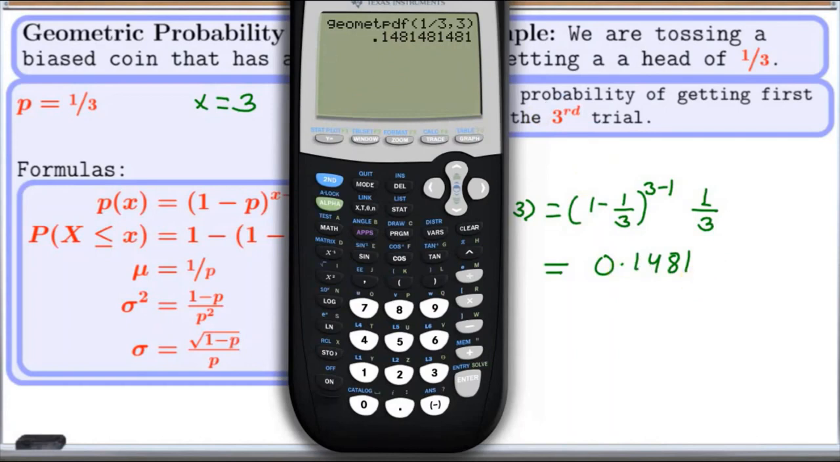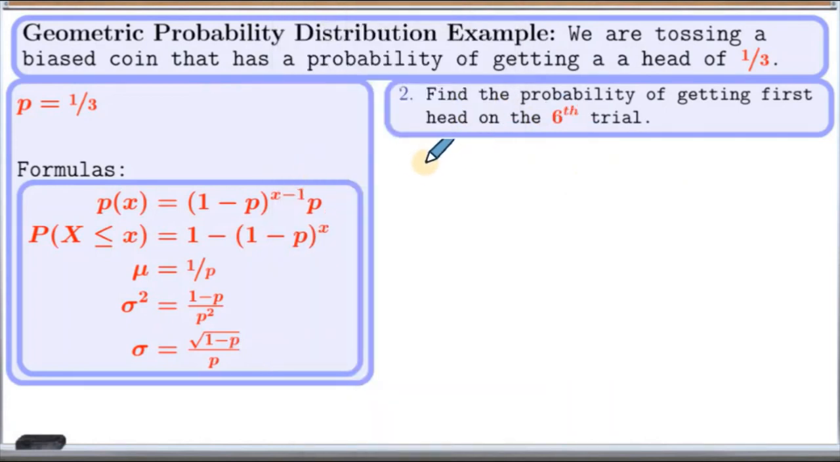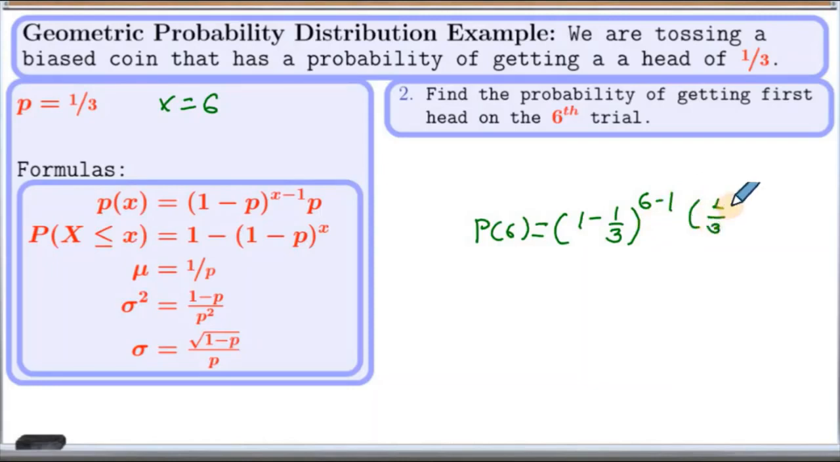Now let's look at another problem. Here we need to find the probability of getting first head on the 6th trial. So our P is still the same, 1 over 3, but our X here will be 6. Once we have P and X, all we need to do is plug in these numbers into this formula here. So we get probability of 6 equals 1 minus 1 over 3, to the power 6 minus 1, times 1 over 3.